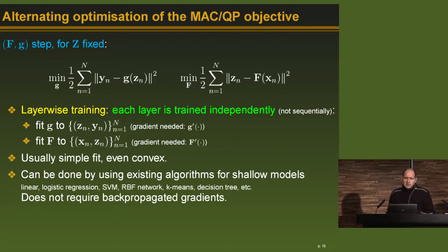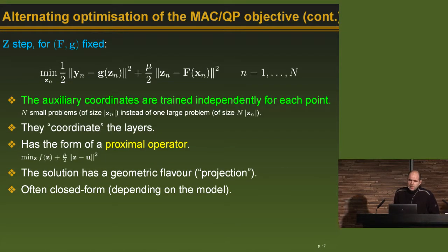In fact, the two problems are separate, independent, and it can be done in parallel. It also doesn't require using backpropagated gradients. We just need gradients here of G and F, if at all, because sometimes we don't even need gradients in some problems. And the other thing is that usually you can solve these things by simply reusing existing algorithms. You don't have to go and redevelop something, because those are shallow functions that typically take the form of a logistic regression or linear, or it can be a decision tree, or it can be anything that you can possibly solve using existing algorithms. Okay, so that step is very easy.